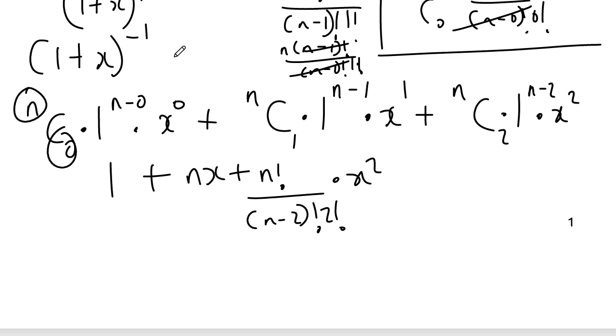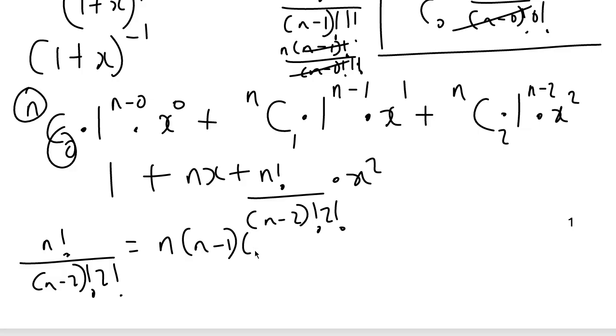And then we can simplify this. How can we simplify this? n factorial over n minus 2 factorial 2 factorial is equal to n. So we'll now simplify this n factorial such that this n minus 2 factorial cancels out. We're going to have n times n minus 1 times n minus 2 factorial over n minus 2 factorial times 2 factorial.